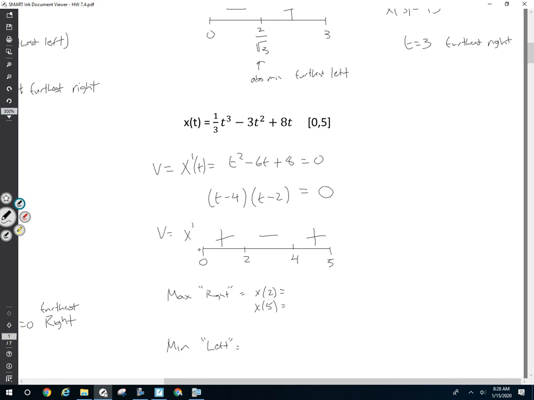The min, when I'm furthest to the left, would be at 0, because I'm going to the right after 0, but then at 4, I have a min position, x of 4. So x of 0 or x of 4. So I end up having to check all of these values.